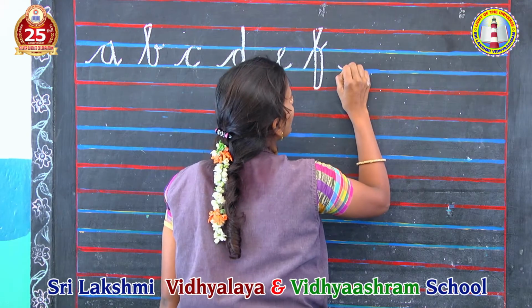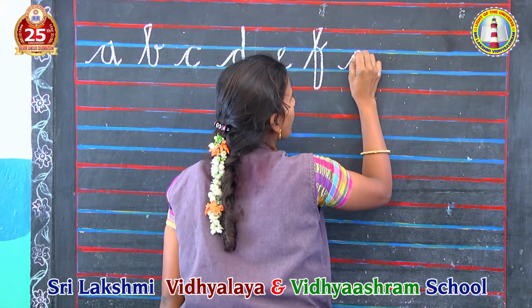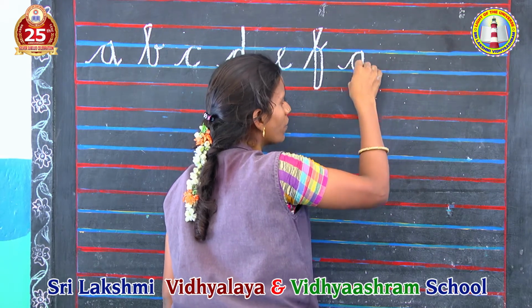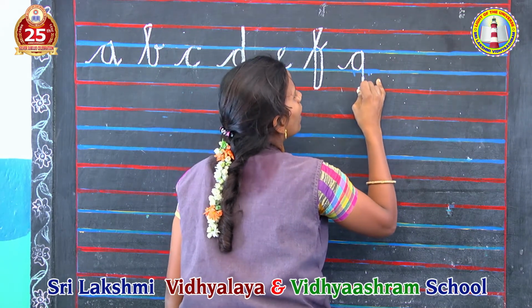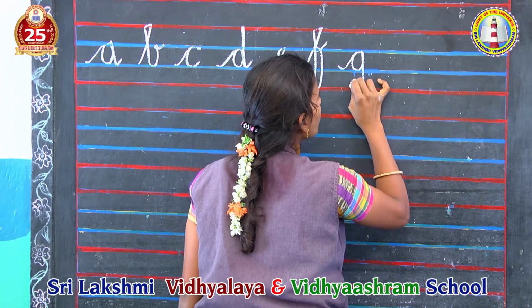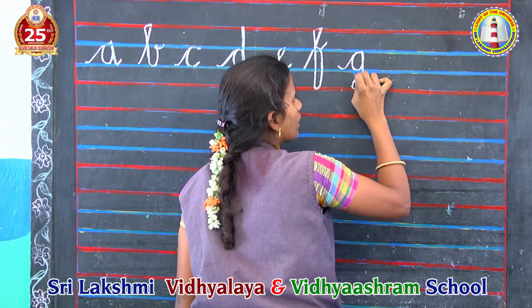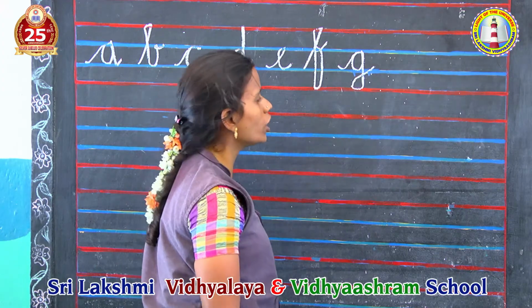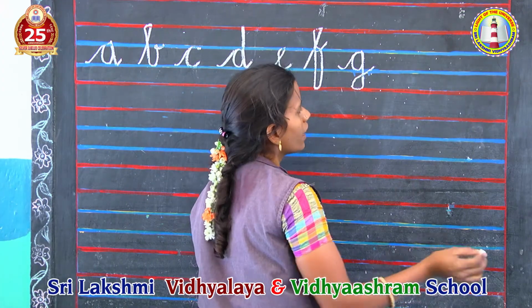Draw a stroke line and then make a circle and then bottom of the standing line and then curve and then make a middle of the slanting line. It's called G. Next, we write the letter H.